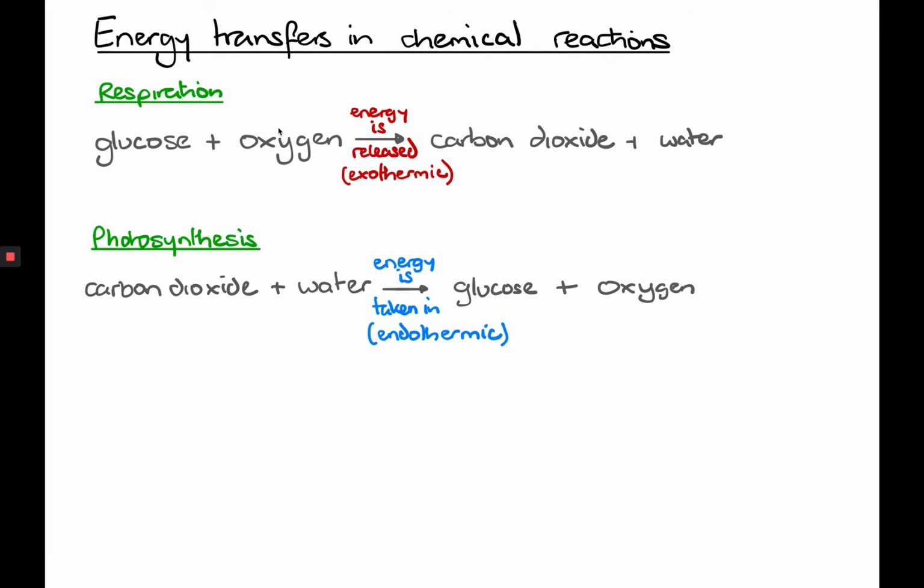So you know that glucose, it's like a store, a chemical store. They're all chemical stores, but with glucose in particular, the energy is being stored, if you like. And so the energy is being taken in, being stored, and we call that an endothermic reaction. But we're going to look at the definitions of these two terms very shortly.